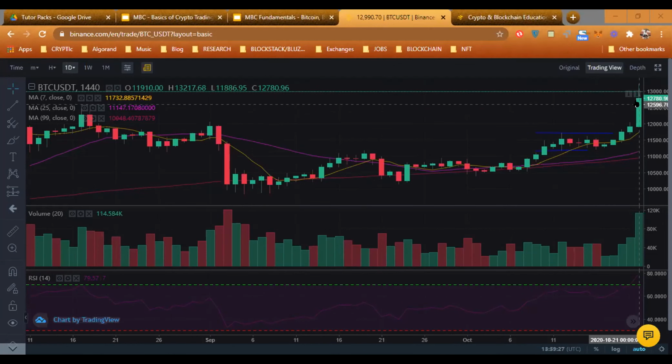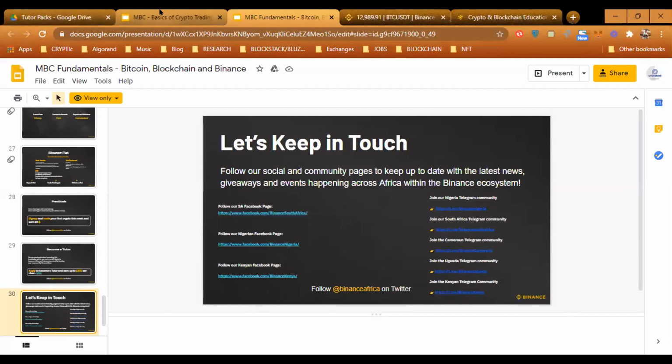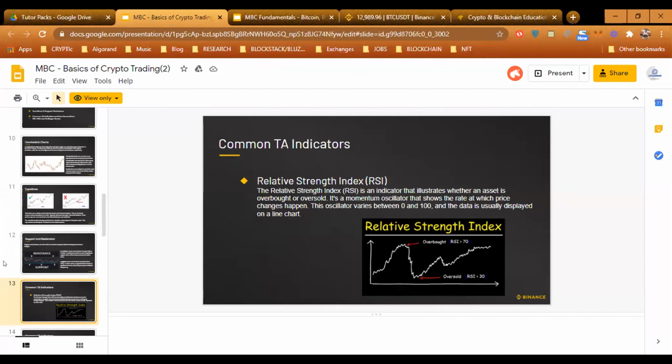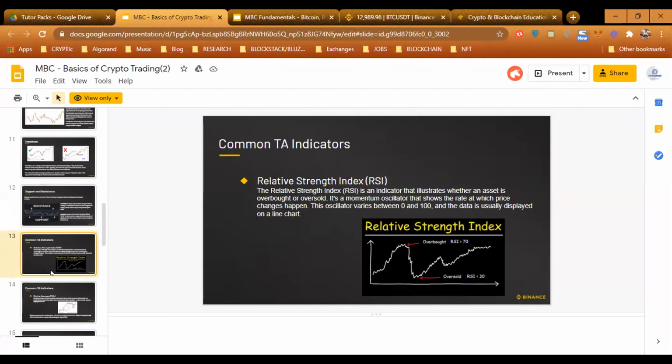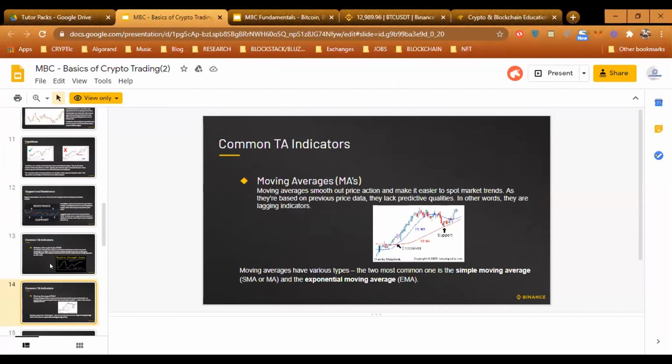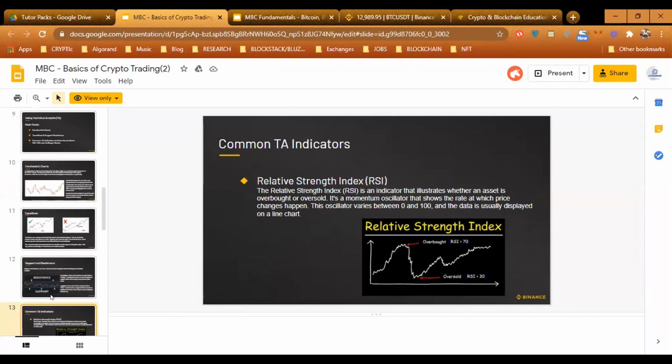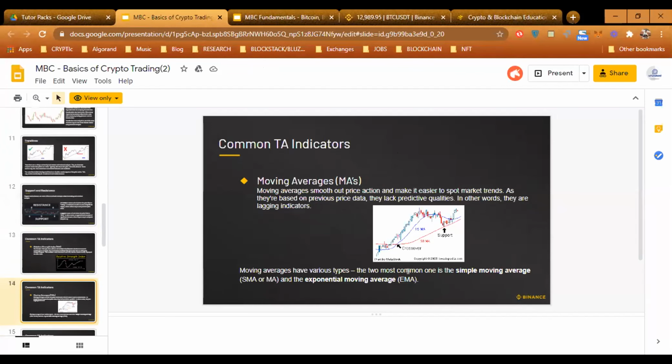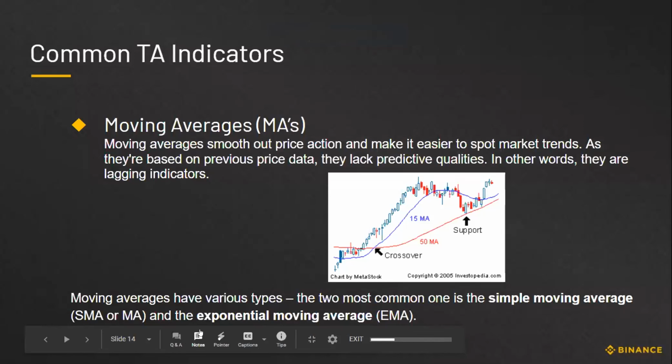The prices here are being overbought. So it has crossed the 70% index at this point. Okay, so let's go to the next one. So we looked at RSI. Now let's look at moving averages. Are you guys following? Do you need me to explain it before?